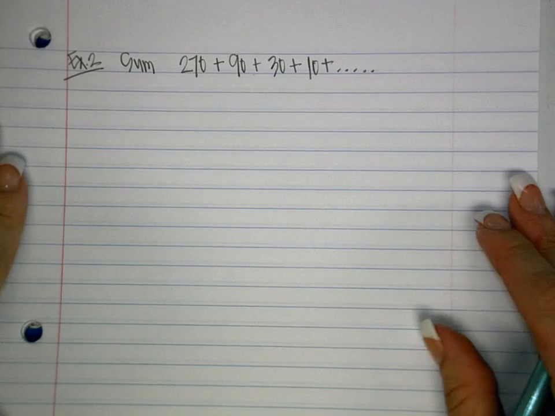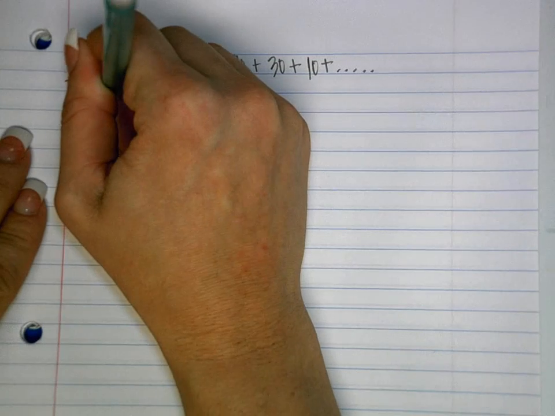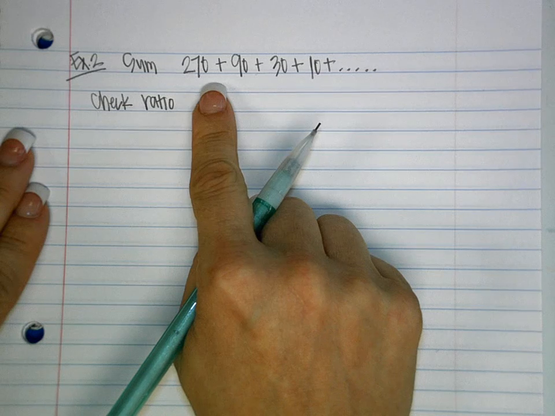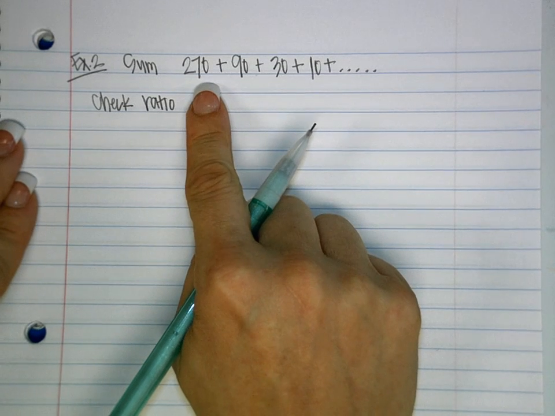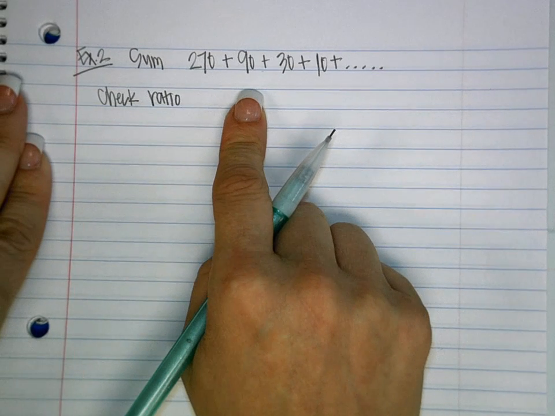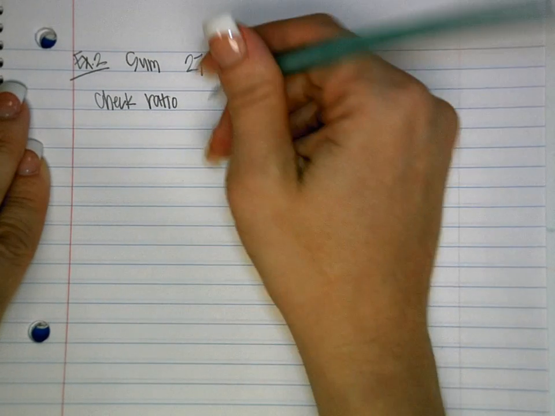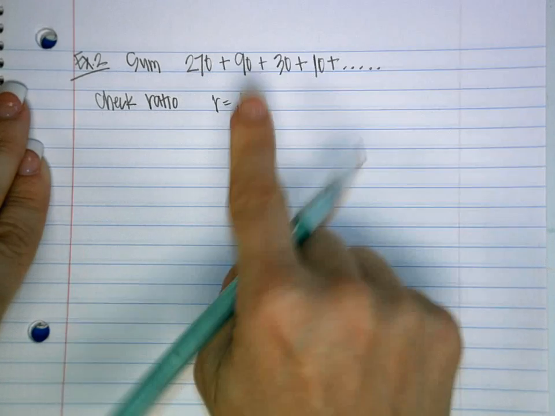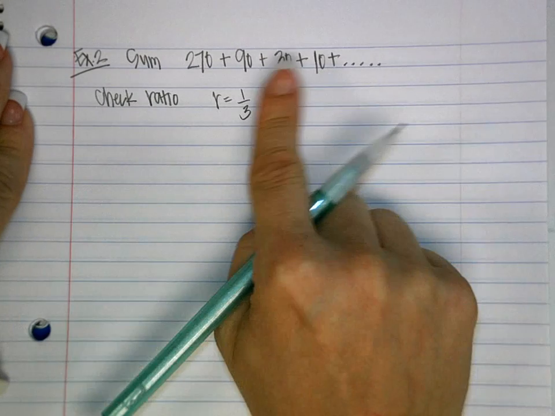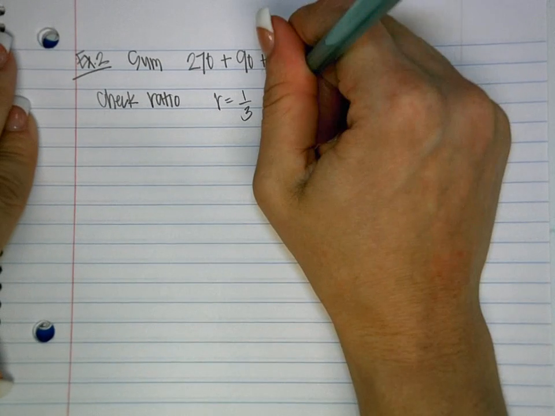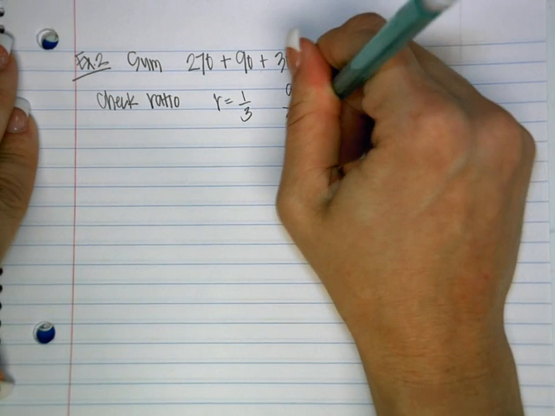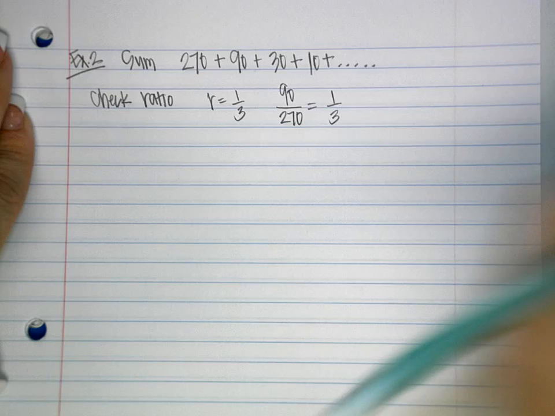The first thing you want to do here is check the ratio. What is the ratio? What would you multiply by to get from 270 to 90? 1/3. If you don't know how to do that, the way you can find the ratio is you take any number and divide by the one before it. So you could take 90 divided by 270, and then reduce, which is 1/3. So that's your ratio.